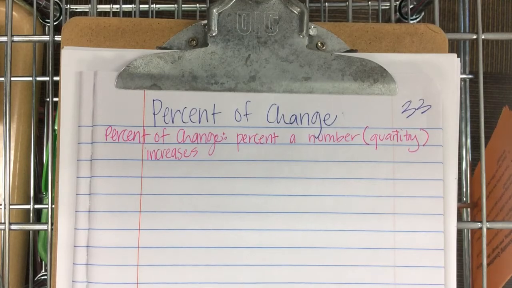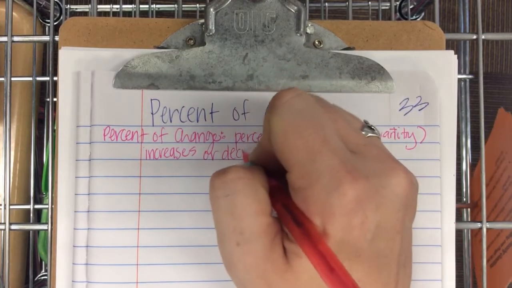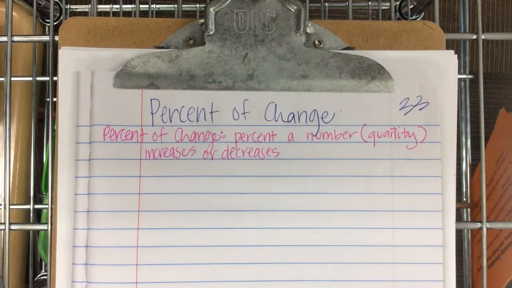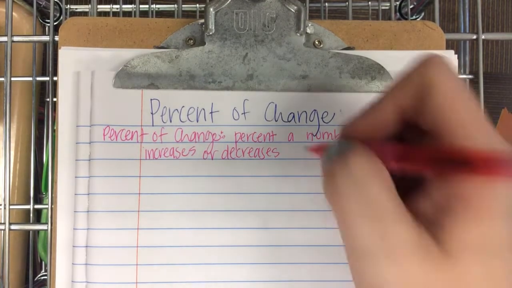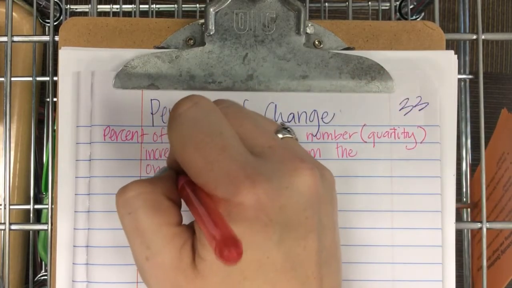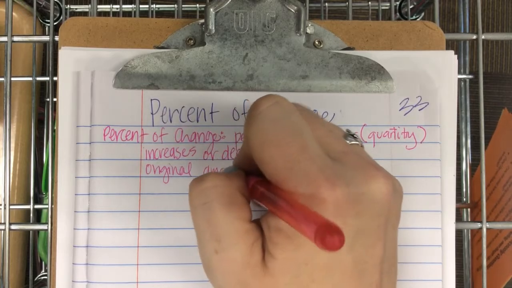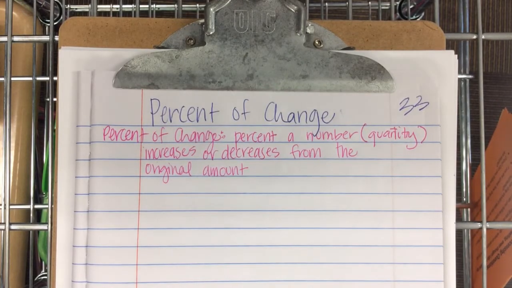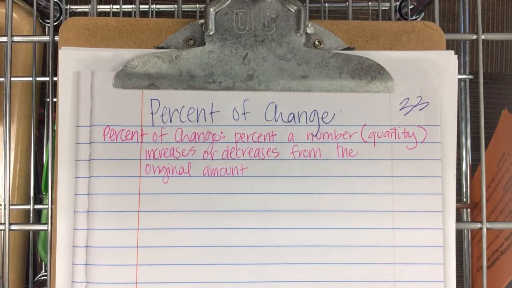So the percent a number increases, or what else could happen to it? Decreases. From the original amount. The percent a number, quantity, increases, goes up, or decreases, goes down from the original amount.